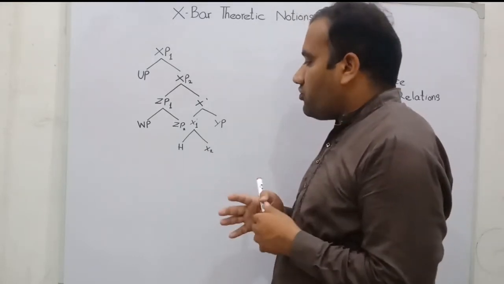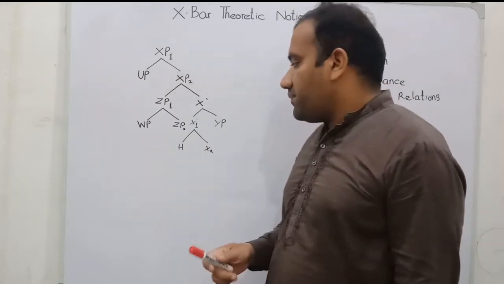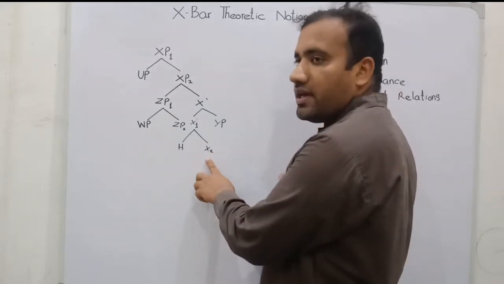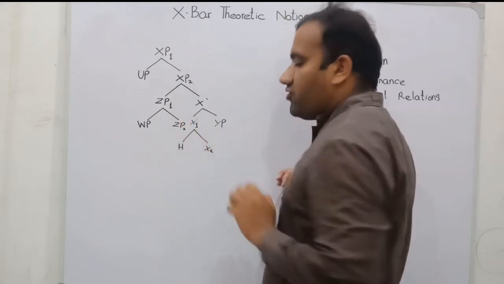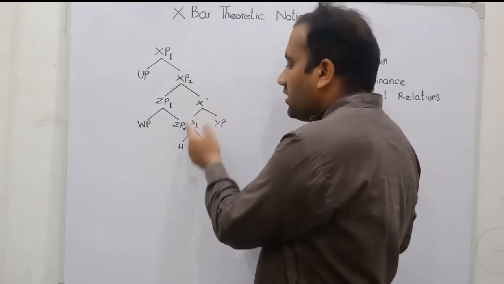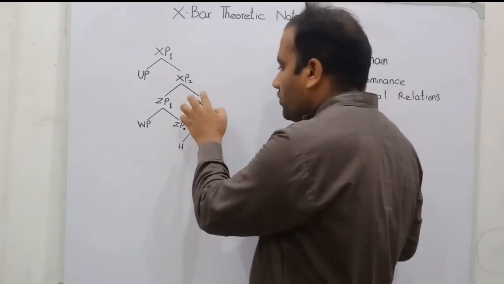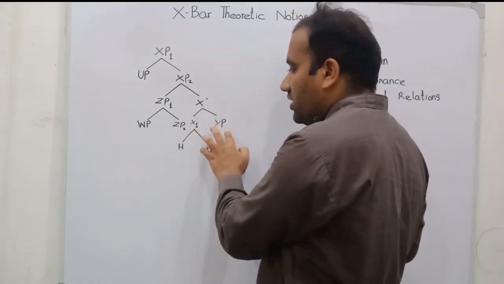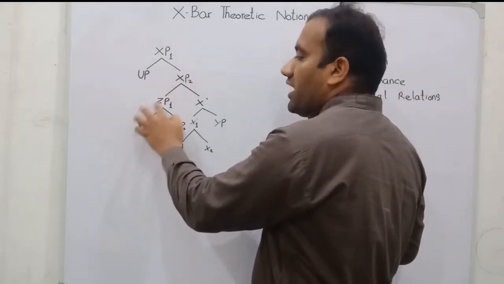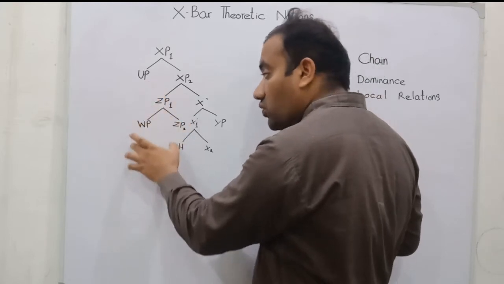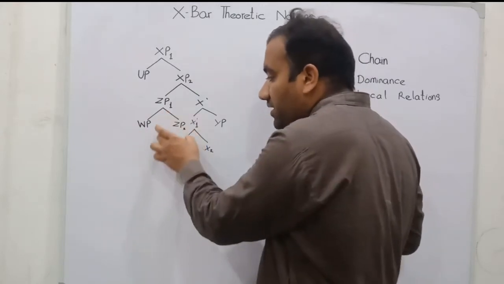Suppose this is the head, H, and it is the system of the X. X1 dominates H and X2. Similarly, if X is the head and YP is the complement, X dominates YP. In this domain we have the ZP, and ZP has its own layer, and this WP has its own layer.